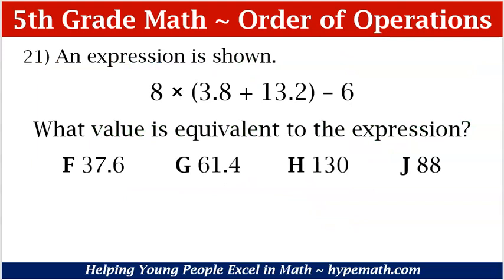So let's look at problem number 21. And again, the problems that we are going over in the video are in our 5th grade math review workbook. The link is in the description box. An expression is shown, and our expression is 8 times, in parentheses, 3.8 plus 13.2, minus 6. What value is equivalent to the expression? F, 37.6, G, 61.4, H, 130, J, 88.